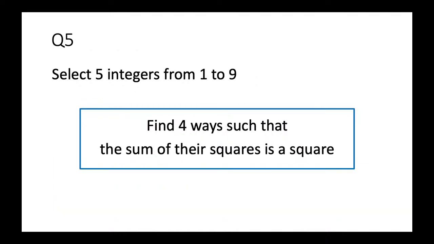So finally, this is question number 5. I hope this is going to be very easy for every one of you. We want to find 4 ways to select 5 integers from 1 to 9 such that the sum of the squares is still a square. So how can you do so?